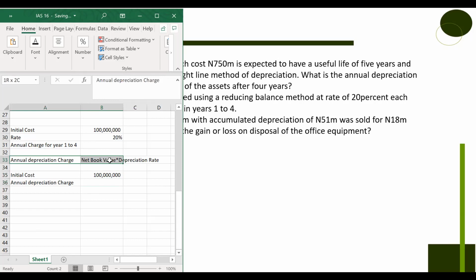So look at what we did here. We said the annual depreciation charge is what? Net book value times what? Depreciation rate. I hope you are noting this down in your notes.